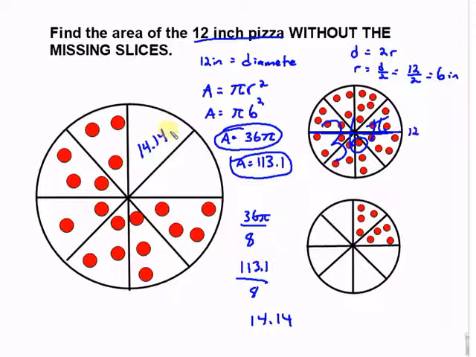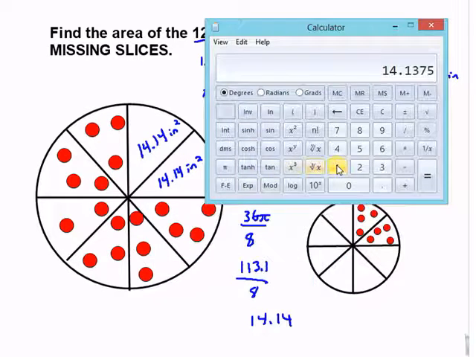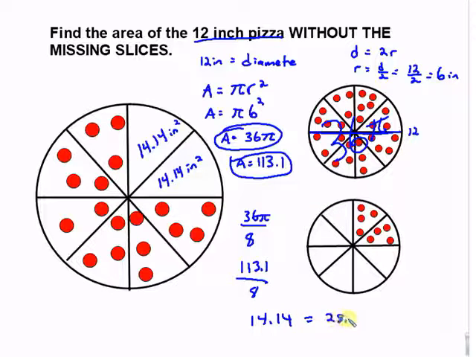So one of these pieces of pizza has an area of 14.14 inches squared. That means that this one also has an area of 14.14 inches squared, so we can multiply those by 2. 14.14 times 2 is equal to 28.28. We multiply it by 2. That is the amount of area that we're going to subtract from our total area of the pizza.